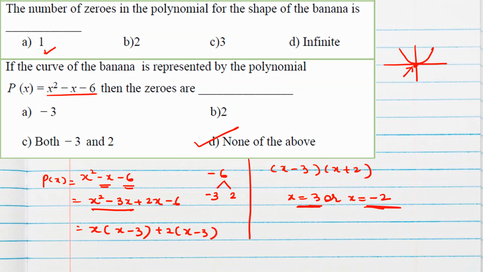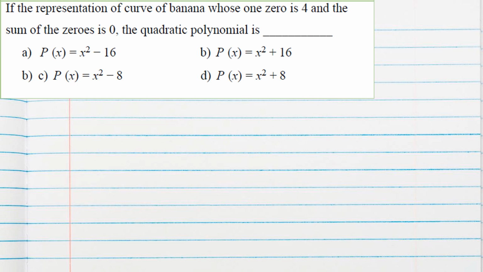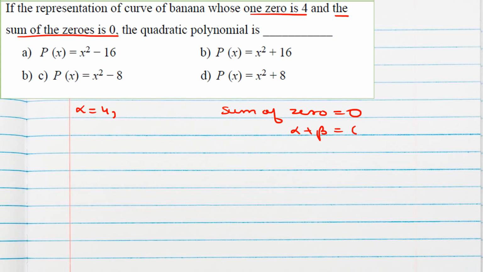Next question. If the representation of the curve of the banana, one zero is 4. So let alpha be 4. Okay, alpha and beta are the two zeros. If we suppose one zero is alpha, which is 4, and the sum of zeros is 0, that is alpha plus beta is 0. So alpha is 4. So beta will be what? Negative 4.